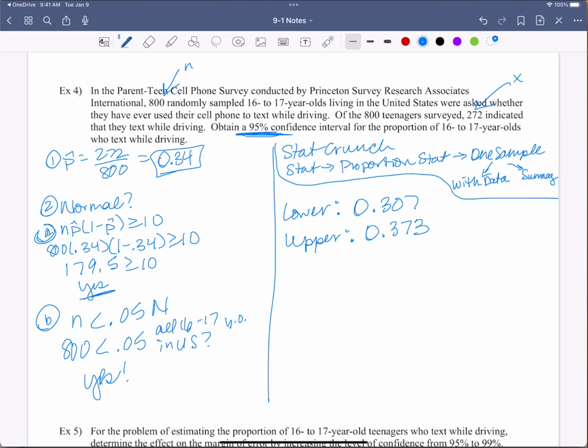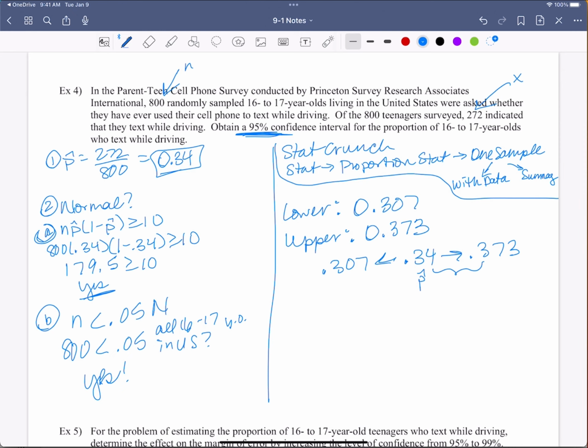All right, here's our upper limit and our lower limit. Now look at what's happening here. This is what I want you to get out of this. We have our point estimate. Then my upper limit is 0.373. My lower limit is 0.307. That is how I get to those different values. If I'm getting to those different values, I need to figure out what is my margin of error. So what is that margin of error? How do I get from here to here?